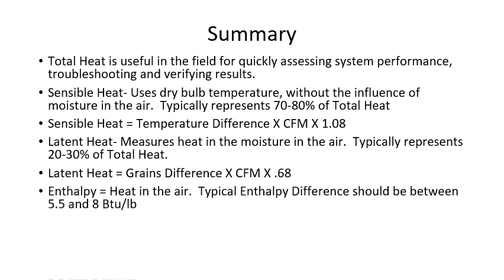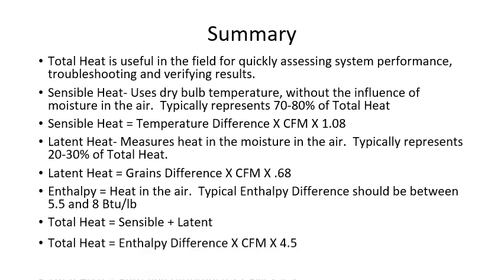And enthalpy. Simply put, enthalpy is heat. It's the total heat in the air. Typical enthalpy difference should be between 5.5 and 8 BTUs per pound on a typical performance check. Again, if the return humidity is on the lower side, then you'll see a lower number, closer to 5.5. If it's very humid in the space, then you'll read 8 BTUs per pound, or possibly even more, because there's more heat to remove. To calculate total heat, we can simply add sensible plus latent heat, or we can use the total heat formula, enthalpy difference times CFM times 4.5.